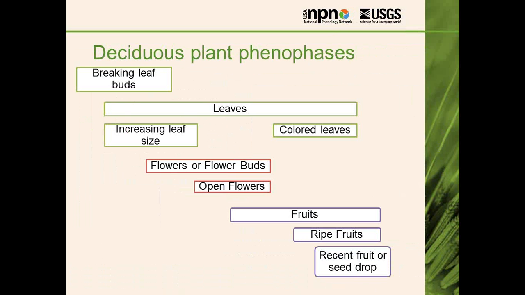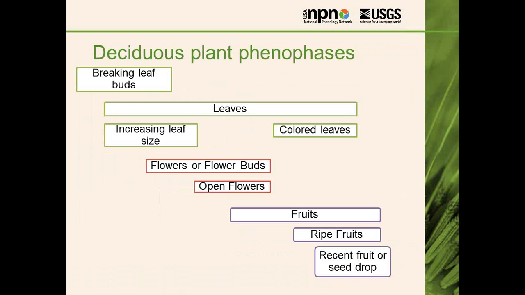Now leaves is one of our overlapping phenophases where you would still report leaves while you also report yes answers to other phenophases. So two of the phenophases that are nested within leaves are increasing leaf size and colored leaves. So even when you see the increasing leaf size taking place on the plant, you would also continue to report leaves. And the same for colored leaves.